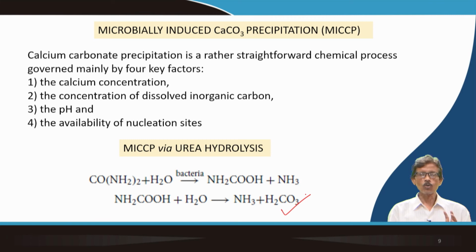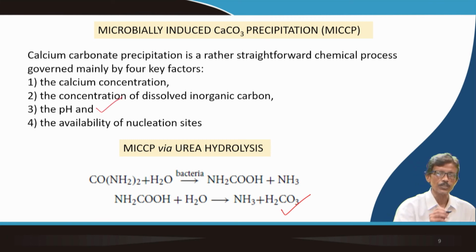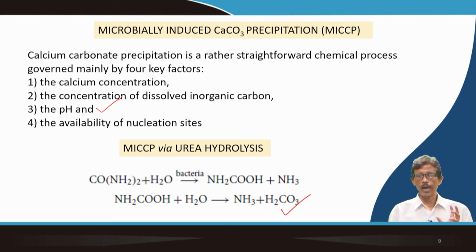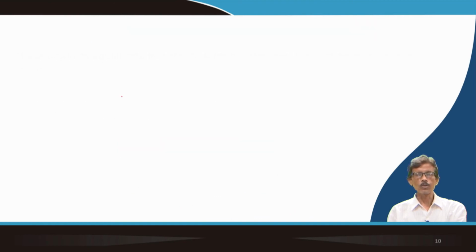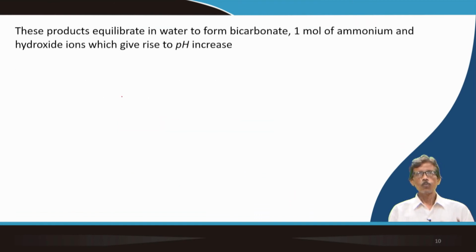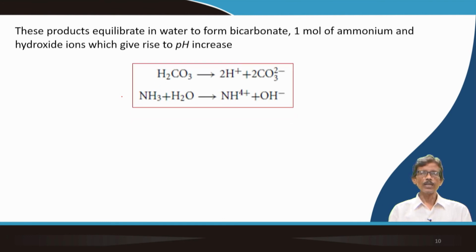So, ammonia will be controlling what? Ammonia will be controlling your pH, which is important. Now, instead of a free state, you will have a buffered condition. That buffer is important, and that buffer will control many things. So, the products basically equilibrate in water to form bicarbonate, because you are producing H2CO3, and 1 mole of ammonium as well as hydroxide ion will be forming, which gives rise to the change in pH. So, there is some error: what has been taken from the book or journal, the 4 will be here, it will be NH4 plus.